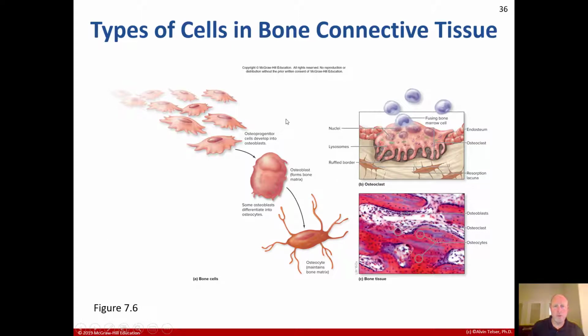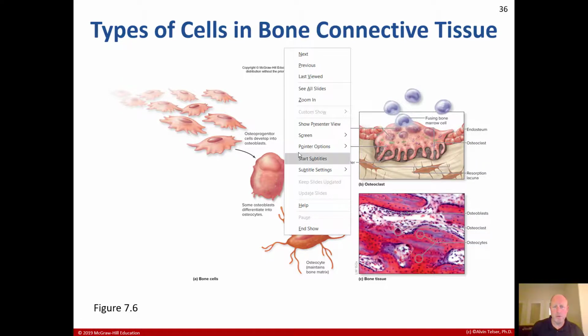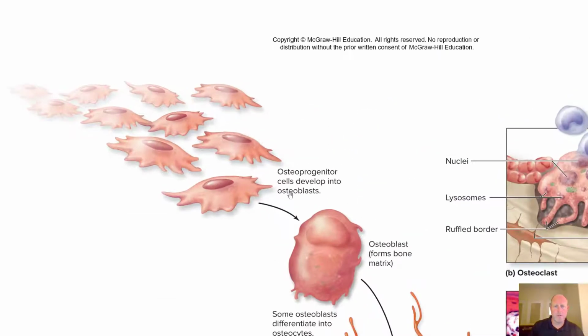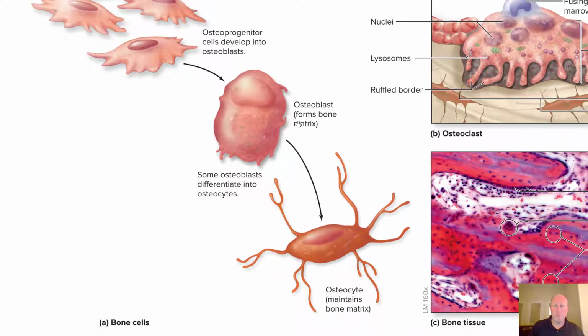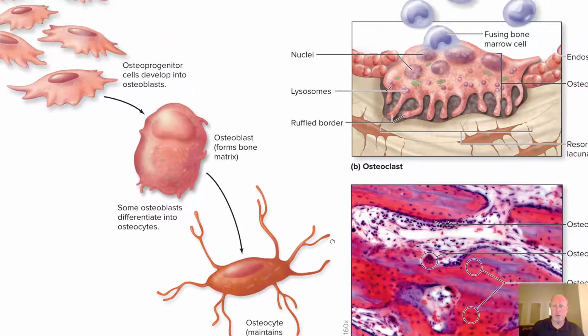So those were the types of bone cells in our bone connective tissue. Our osteoprogenitor cells develop into osteoblasts. The osteoblasts form the bone matrix. Some osteoblasts differentiate into osteocytes, and the osteocytes maintain that bone matrix.